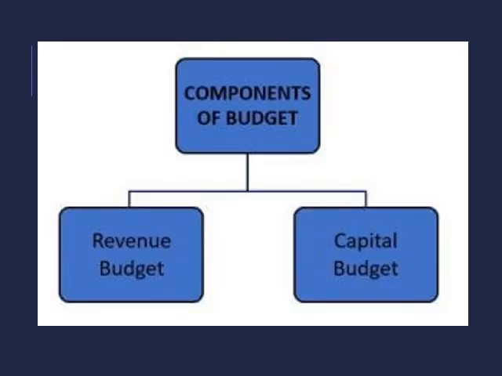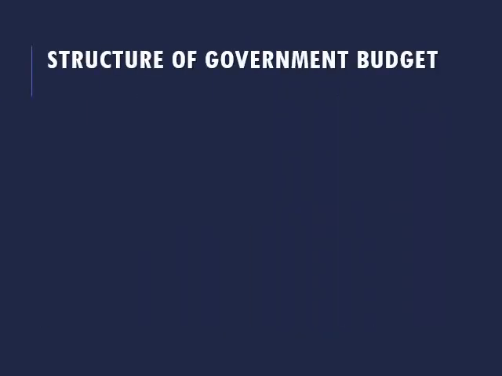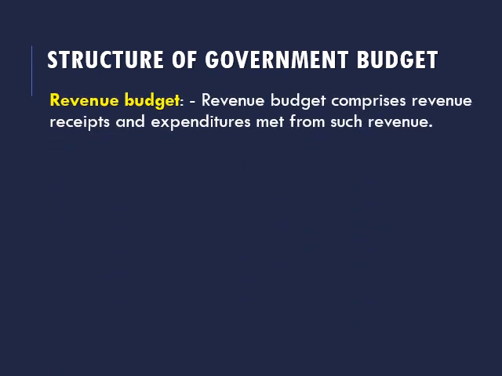Then the next topic we have is components of budget. What are the components of budget? So the budget is divided into two parts. One, a revenue budget, and second one is a capital budget. So one by one we will discuss it. First one, let's talk about the structure of the government budget. Components of the government budget and the structure of the government budget are the same. Please do not confuse.